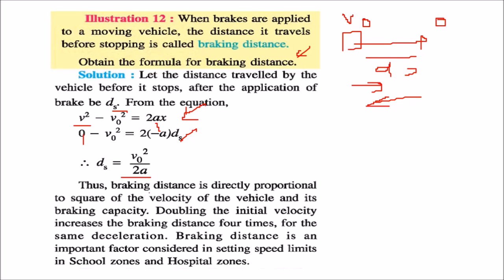So when we apply brake, the braking distance is directly proportional to the square of the velocity of the vehicle and the braking capacity. If you double the initial velocity, it will increase the braking distance 4 times for the same acceleration. Braking distance is an important factor when deciding the speed limit in school zones and hospital zones.